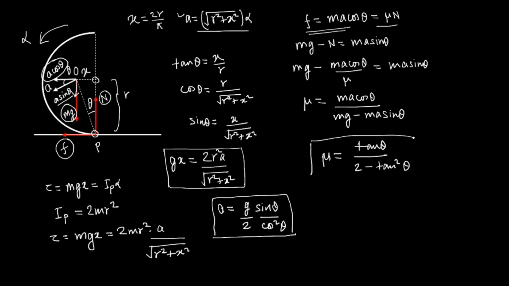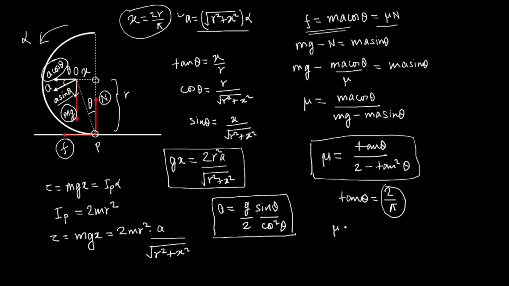Now if you put tan theta, you have already seen tan theta is x upon r, and x is 2r upon pi. That means tan theta is 2 upon pi. If you put the numerical value in this equation, you will get mu very nearly 0.4. So this is the answer. It was asking x upon 10 as the value of mu, so x is equal to 4 is the answer. I hope it is clear, and let us see the next question.